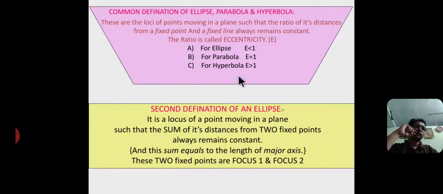Now this is another definition for ellipse. It is a locus of a point moving in a plane such that the sum of its distances from two fixed points always remains constant. In the next slide I will give some examples for this definition.